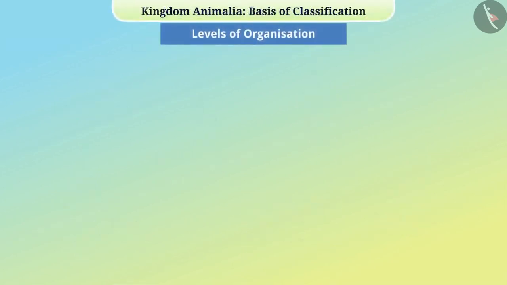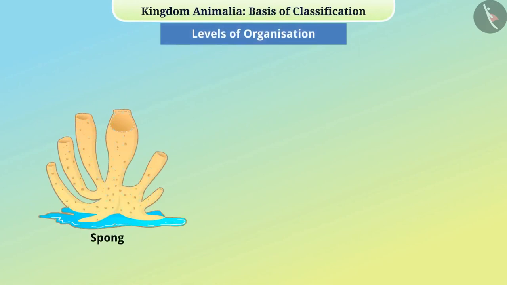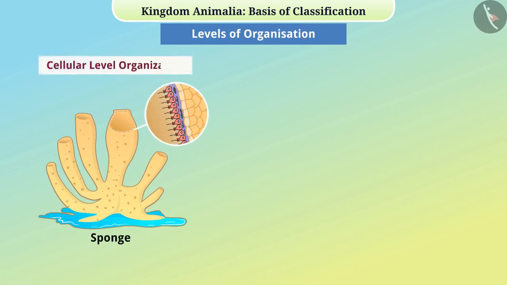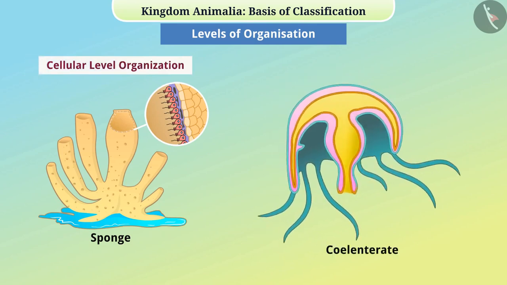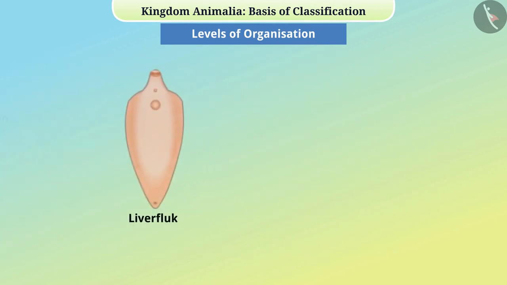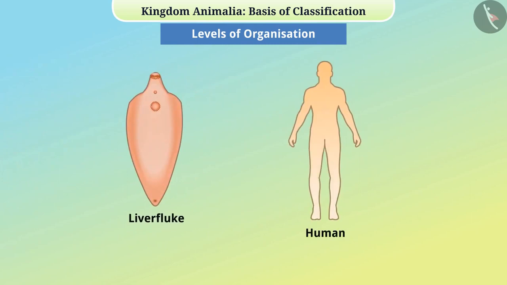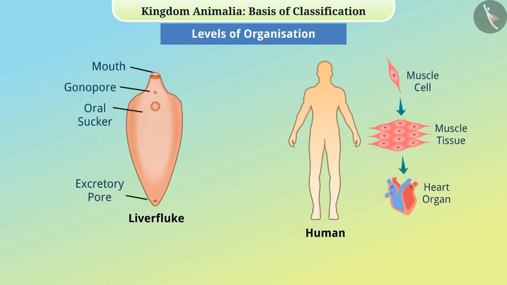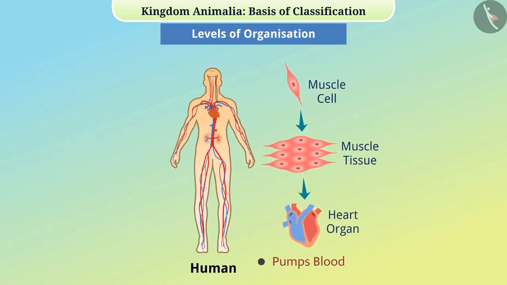Levels of organization. Cells in some animals, like sponges, are in scattered clusters, which we will call cellular level organization. In some animals, such as Coelenterata, cells perform their function by forming tissue. This is called tissue level organization. In some animals, such as liver fluke and other higher animals, tissues organize and make organs, where each organ performs a specific function. In some animals, different organs together make an organ system and perform special functions in the body.